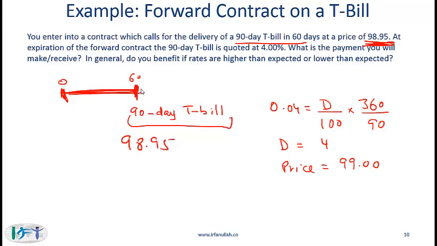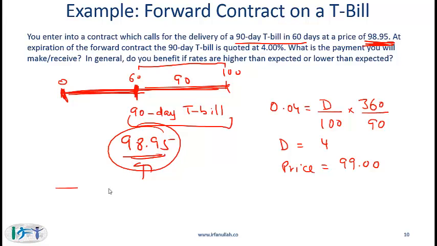In other words, you have effectively locked in a rate because this T-bill is a zero coupon bond. It's a pure discount instrument. So when you get this T-bill, essentially after 90 days, you are going to get 100. And if you are buying this instrument for 98.95, you are locking in a particular rate for the 90-day period. So you enter this contract. This is the price that you will pay. 60 days later, the 90-day T-bill is quoted at 4%. So have you won or lost?